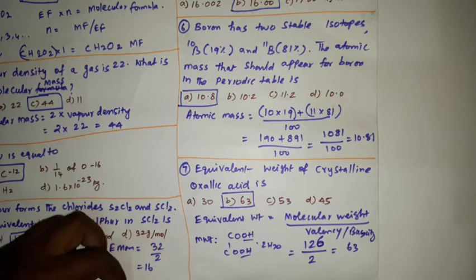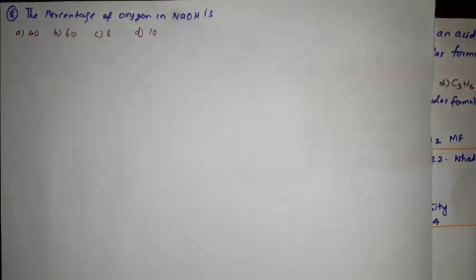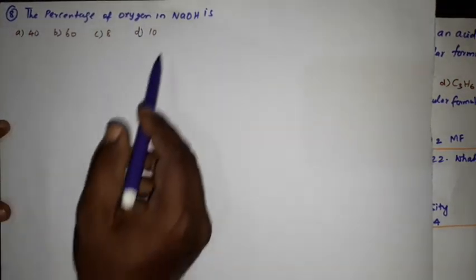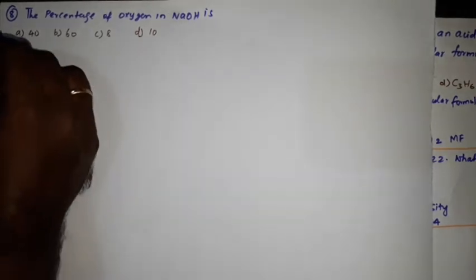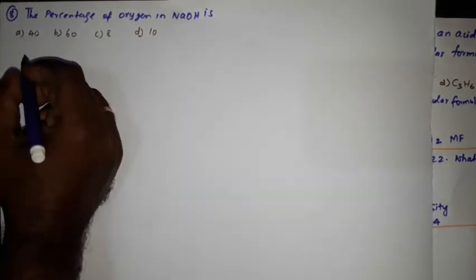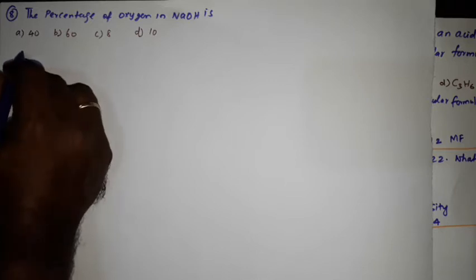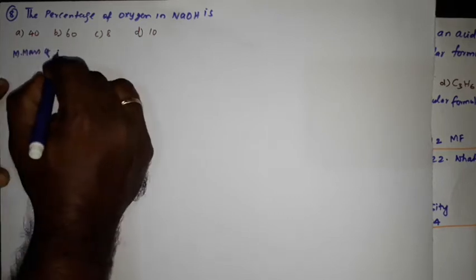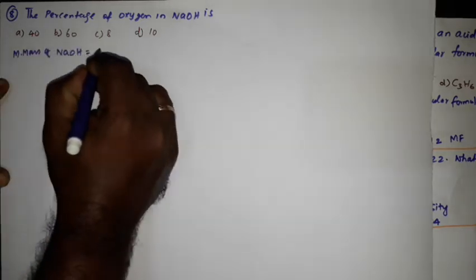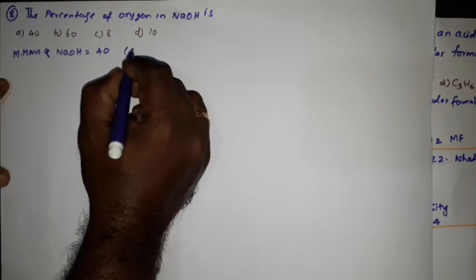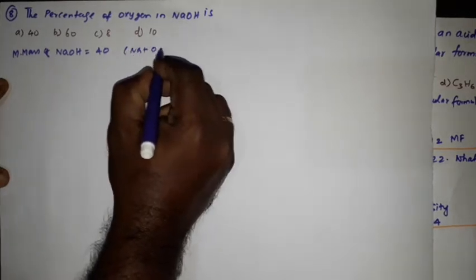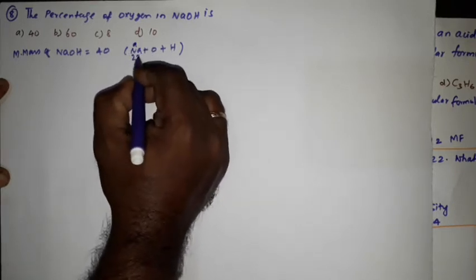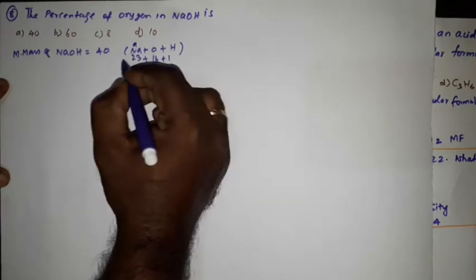Okay. Next question number 8. The percentage of oxygen in NaOH, that is sodium hydroxide, is? So first you have to calculate the molecular mass of NaOH. The molecular mass of NaOH equals 40. How this 40? Na plus oxygen plus hydrogen. Sodium is 23 plus 16 plus 1, you will get 40.